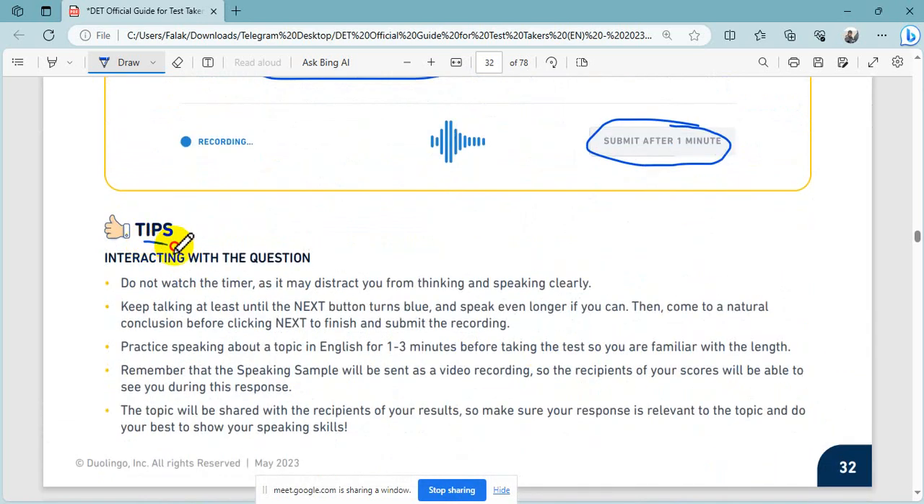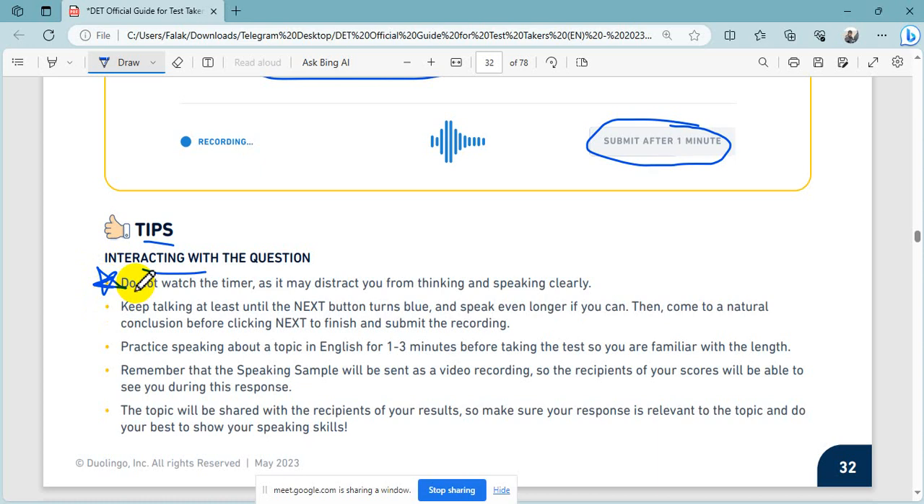So what are the tips? For your tips, you in fact have interacting with the question. It says do not watch the timer as it may distract you from thinking and speaking clearly. Exactly. This is a very important and crucial thing. I want to just draw a star next to that, because I'm sure most of you have experienced that when you are speaking and you watch the timer, the organization and the outline of your thoughts really get destroyed. You don't understand what to say.